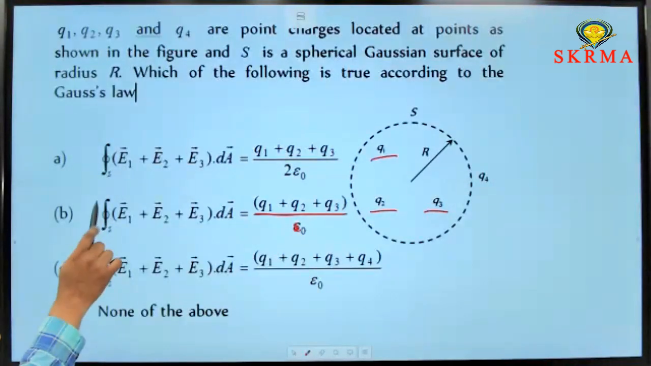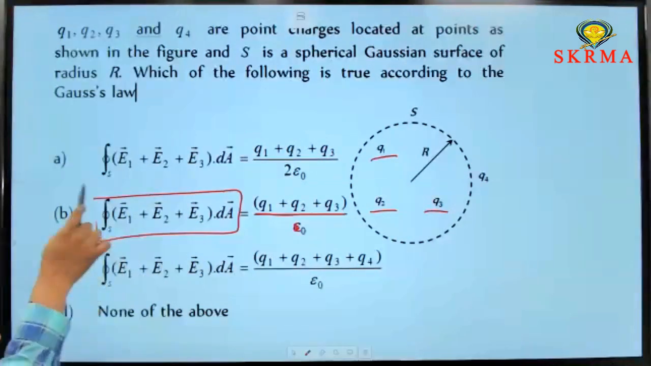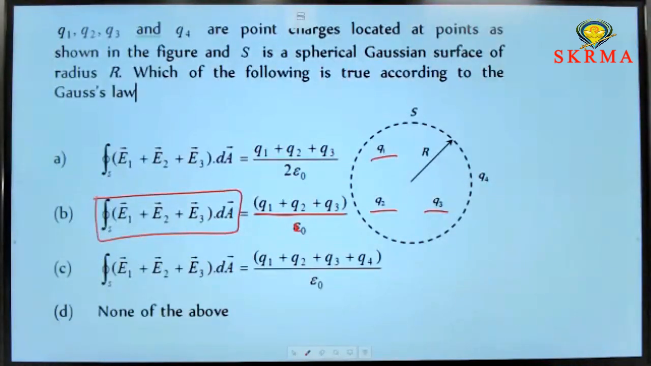The other formula for flux is E bar dot A bar. So E1 plus E2 plus E3 dot A bar, we can write it like that also. So the second option is the correct one.